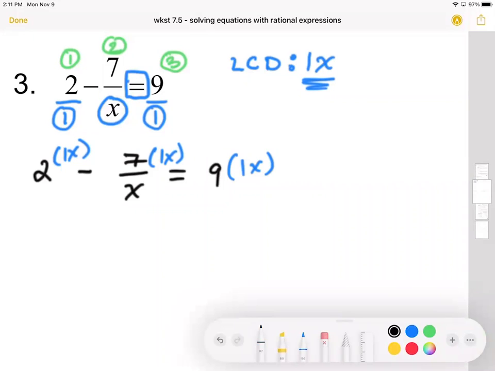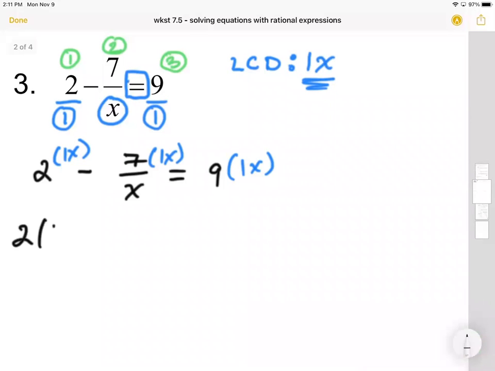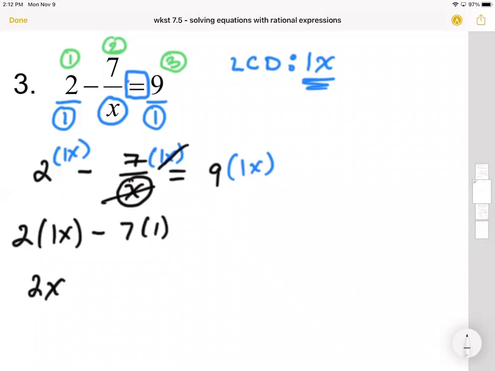We have 2 times 1x, which is 2x, because 2 times 1 is 2, and the x is there. For this item, because of the x on the denominator and the x on the numerator, what do I have left? Well, I have 7 times 1, which gives me 7. And again, I have 9 times 1x, which gives me 9x.